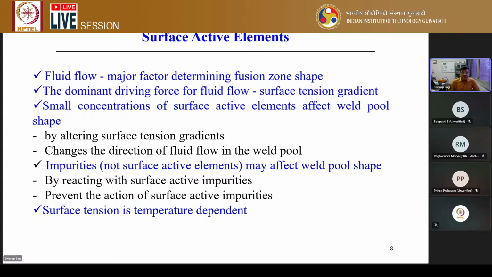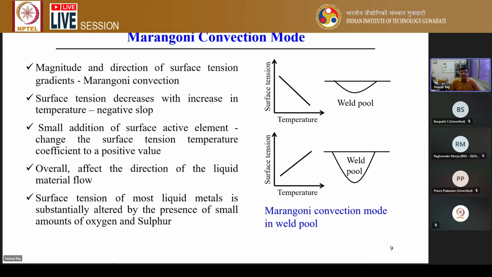Therefore, when there is a change in the surface tension gradient, the direction of the fluid flow in the weld pool changes, and a change in the direction of the liquid metal flow affects the weld pool shape. We will look into how it works. On the right hand side you can see the relation between the surface tension force and temperature, because surface tension force is a function of temperature.